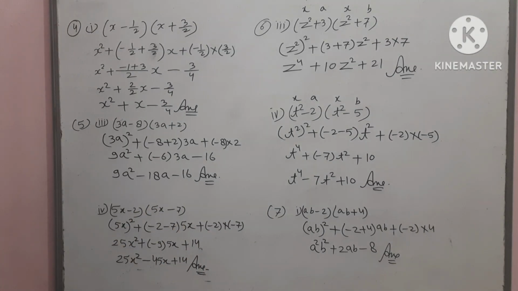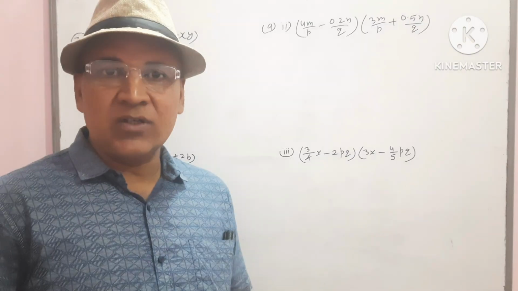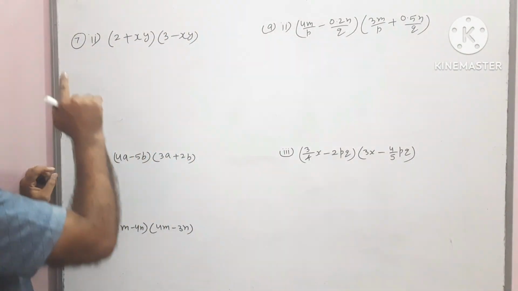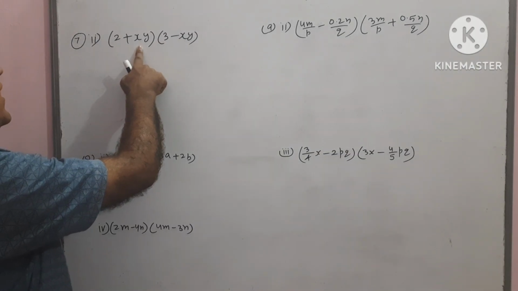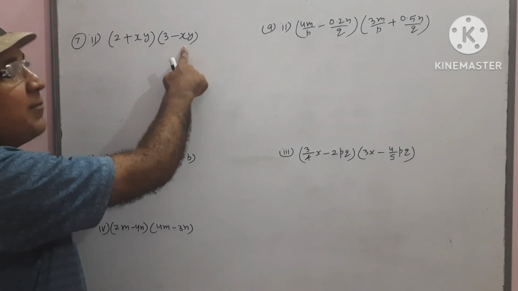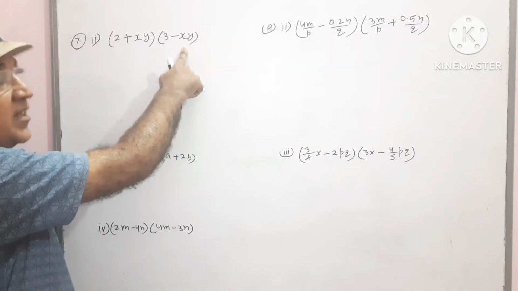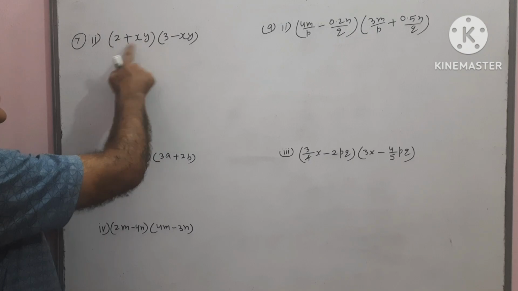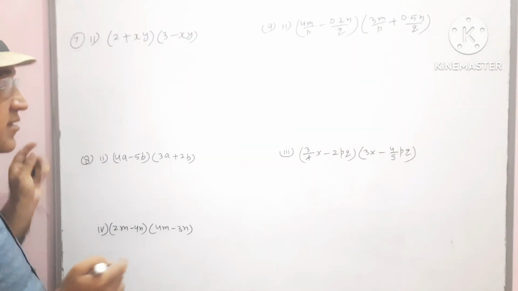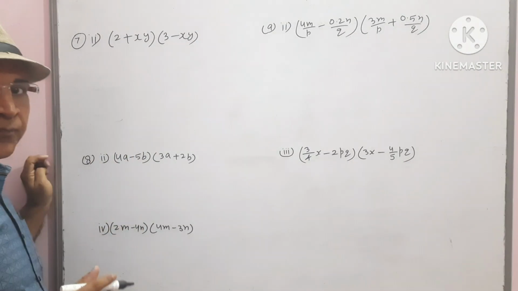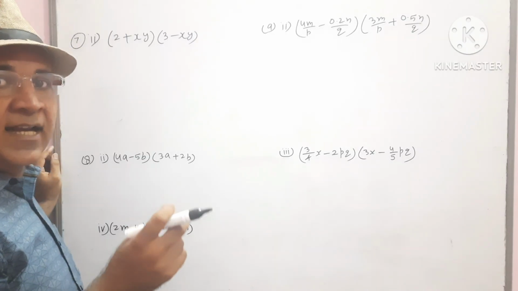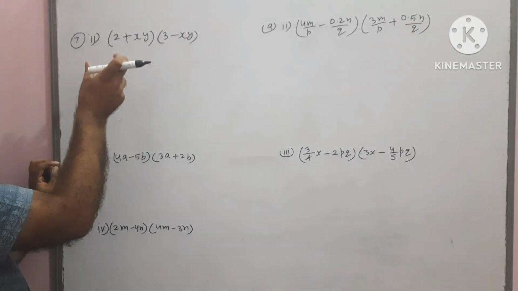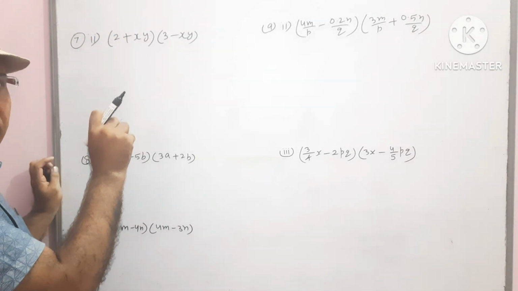Okay, please note down. Okay children, now see some more questions of this exercise. The question number 7 part 2. Watch carefully. 2 plus xy is multiplied with 3 minus xy. Notice here, in this question the second part is same and first part is different. That means directly we cannot apply, because here it is looking like a plus x into a plus b plus x. So first we will arrange it in our identity form.